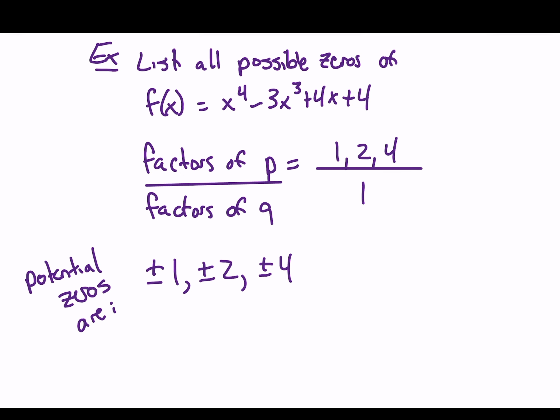Now, the next thing we will want to do is determine which possible zeros are actual zeros by evaluating each case. And the way we would do that is with synthetic division. So our next step is to perform some synthetic divisions and actually find zeros.